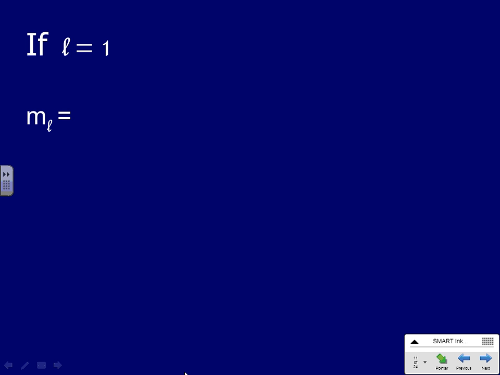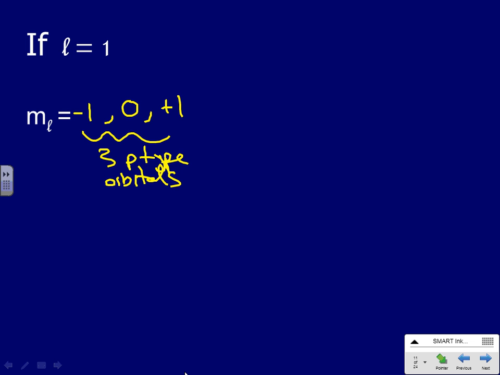Again, it goes from -L, integer steps, up to +L, that means I have values of -1, 0, and +1. Which means when you have a p-type orbital, there are 3 p-type orbitals. It means in our dormitory analogy, on the 2nd floor, there's an S-type room and 3 p-type rooms, with a total of 4 rooms. Okay?